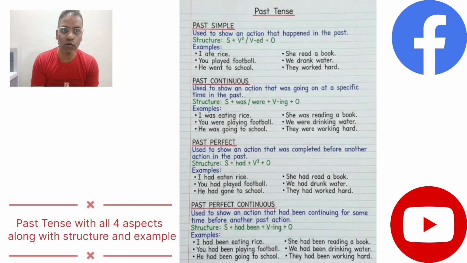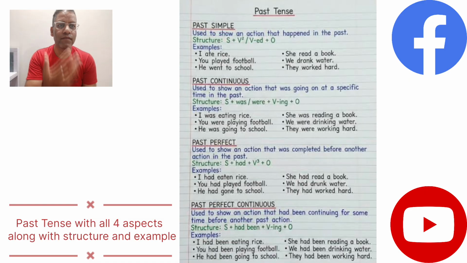And the next example we have, he went to school. So he is again third person singular, but as you know in the past tense we don't have that provision of verb plus s or es. So, he went to school. That means he acts as a subject, went acts as the past form of the verb go, and to acts as a preposition. Then we have school as an object.